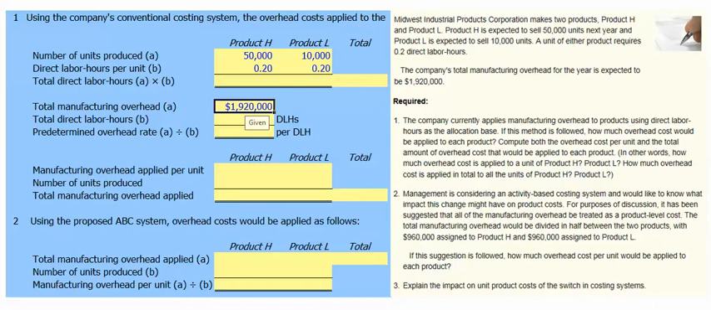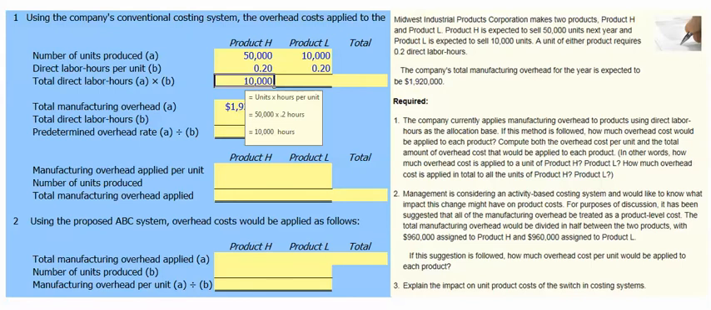The company currently applies manufacturing overhead to products using direct labor hours as the allocation base. If this method is followed, how much overhead cost would be applied to each product? We're going to need to compute the overhead cost per unit and the total overhead cost assigned to each product. First, let's begin by calculating our total direct labor hours.